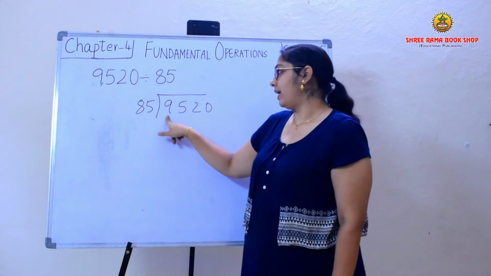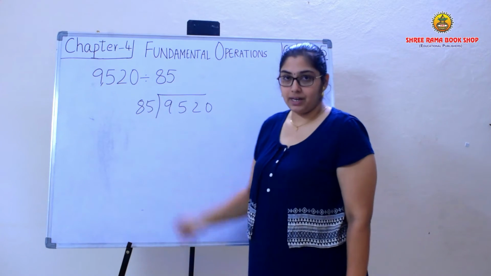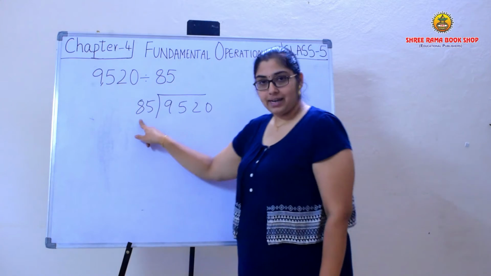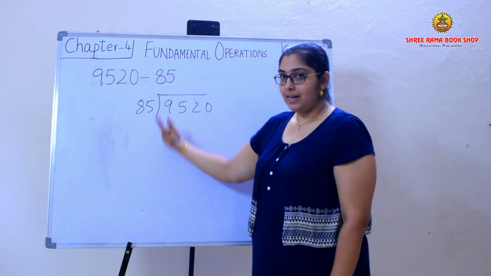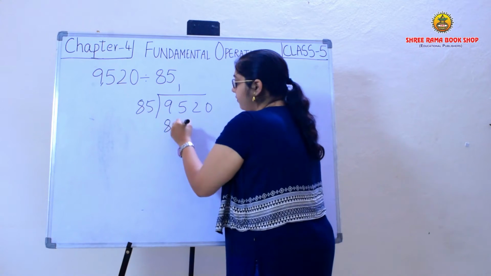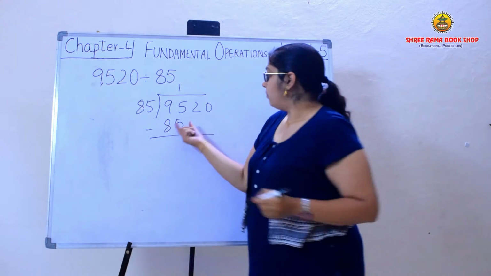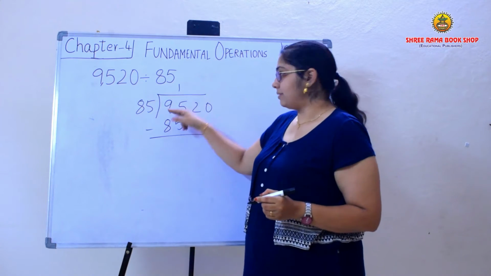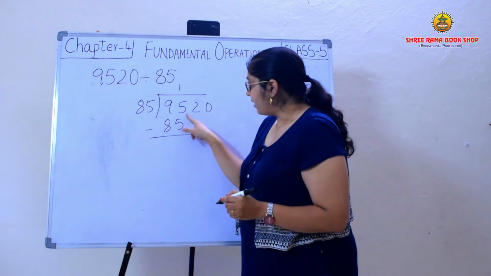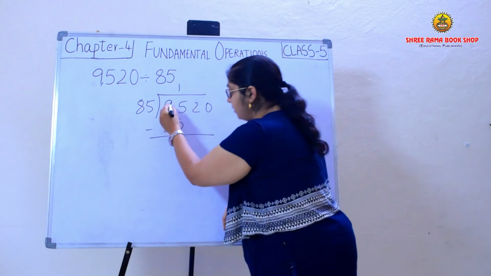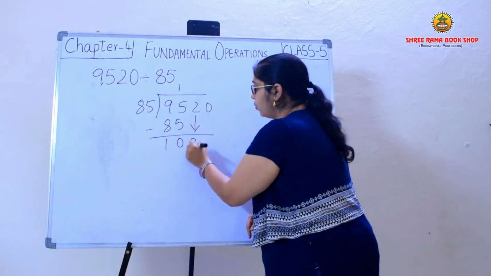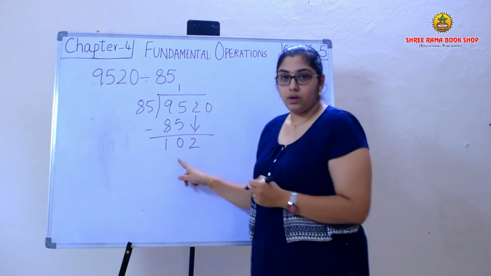So first one number is what? 9. I cannot divide 9 by 85. So I will be taking 2 digits. And as 95 is greater than 85, I can take 2 digits and I will continue. So 85 1 times is how much? 85. Because this is the nearest number, if I go for 2 times, it is becoming a 3-digit number which is not valid. Now 5 minus 5 is 0. 9 minus 8 is 1. So I need to get down this 2 over here. Now I have 1 0 2.